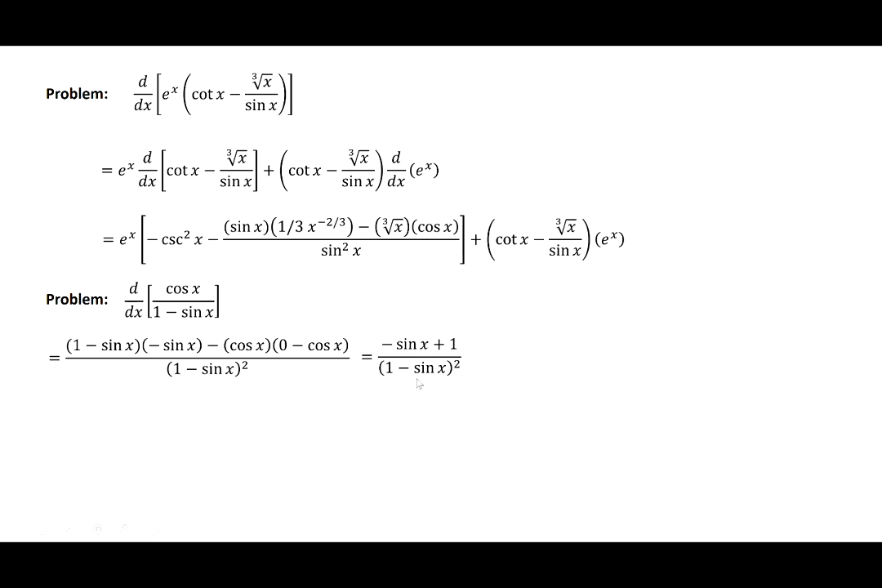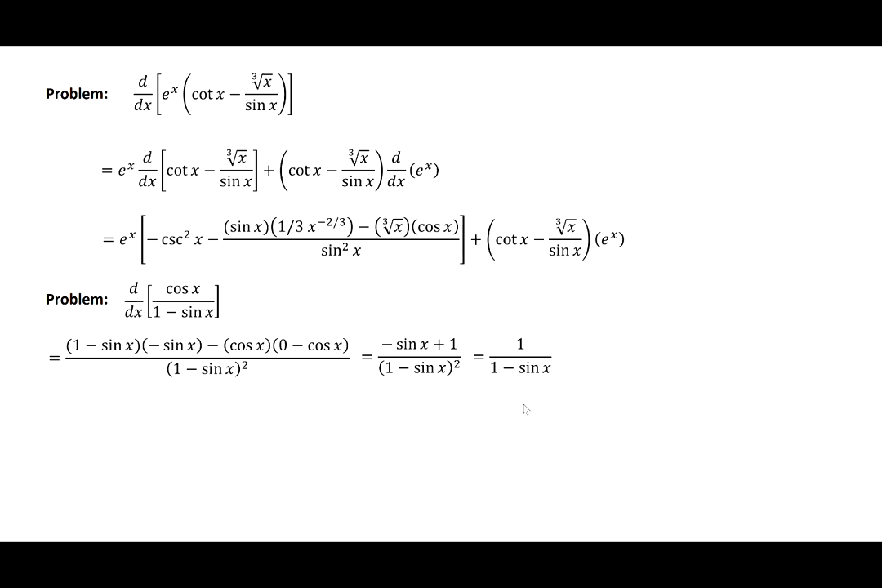But then can we simplify this further? Oh, by the way, the top is just 1 minus sine x. So 1 minus sine x over the square of 1 minus sine x simply becomes 1 over 1 minus sine x. Cool. So the derivative of cosine x over 1 minus sine x is 1 over 1 minus sine x. So I think I'm done with that section.